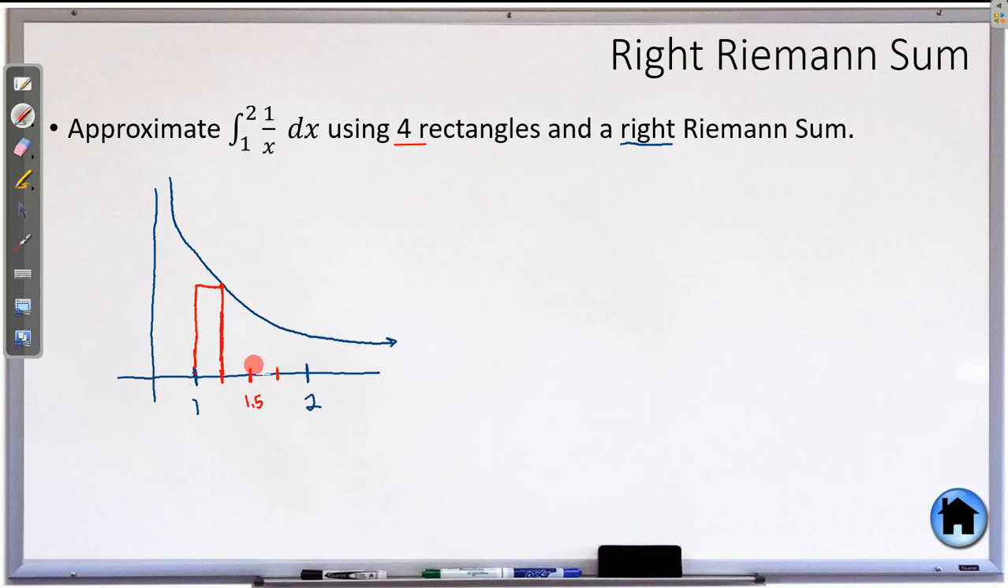The next rectangle, the height is going to be dictated by this one. So when that one hits, I'm going to go over. And then when this one hits, I'm going to go over, and then when this one hits, I'm going to go over. All right. So as you can see now, each rectangle is touching the curve in the top right hand corner.